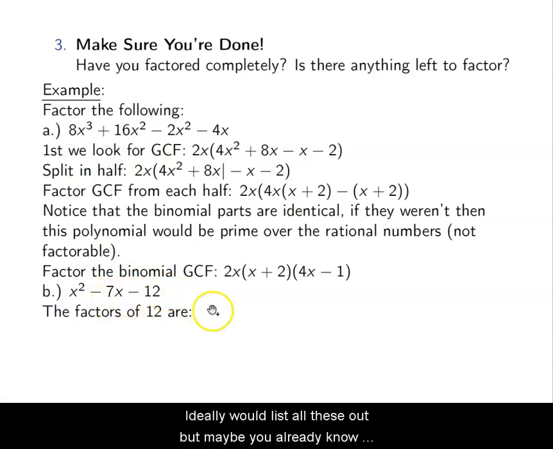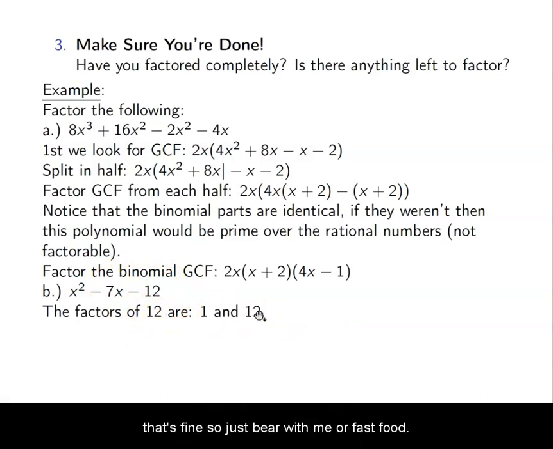So ideally would list all of these out, but maybe you already know what they are and you've already factored this, okay, and that's fine. So just bear with me or fast forward.